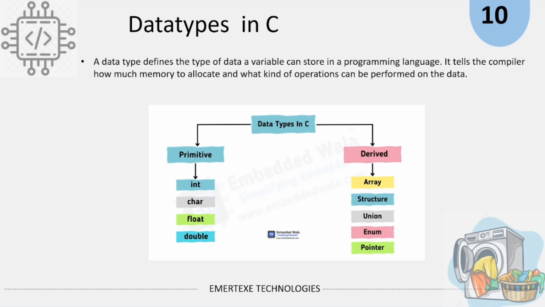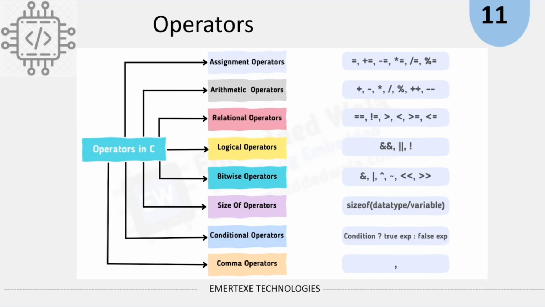It tells the compiler how much memory to allocate and what kind of operations can be performed on the data. Data types are mainly classified into primitive and derived. Some examples of primitive are integer, character, float, and double. Some examples of derived data types are array, structure, union, enum, and pointer.